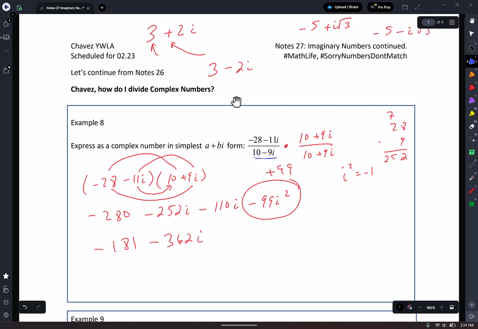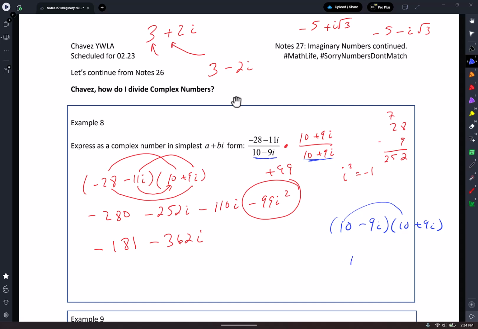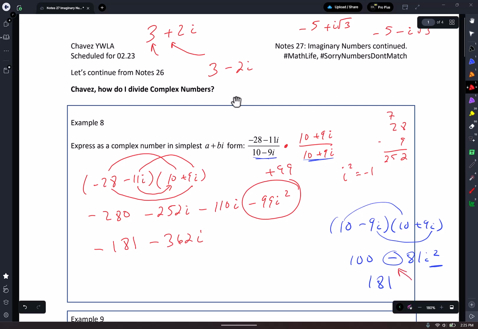The denominator, see how we have 10 minus 9i, 10 plus 9i? So that kind of acts like a difference of squares type of thing. John, what are you talking about? This looks like a minus b times a plus b. That is the difference of squares. 10 times 10, 100, minus 9 times 9, 81i squared. 100 plus 81, that's going to be 181. Because remember, i squared is negative 1, so that turns that minus into a plus. You guys know what I'm talking about?